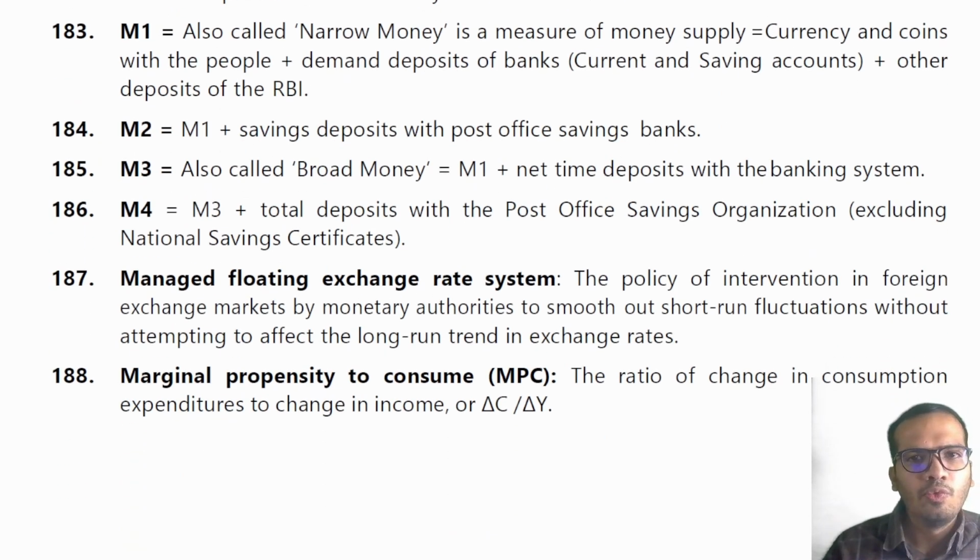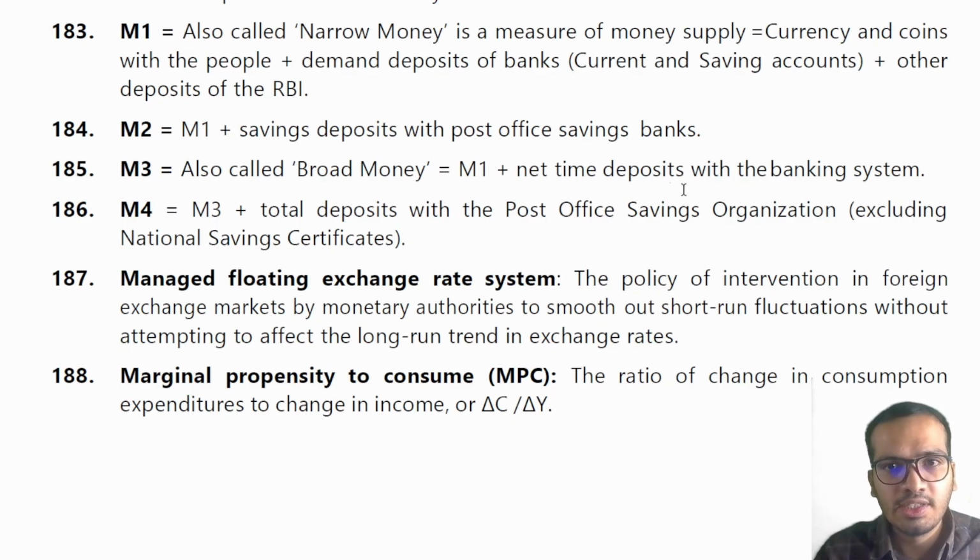Then we have M2, which equals M1 plus saving deposits with post office savings banks. Then we have M3, which is also called broad money, which is calculated by M1 plus net time deposits with the banking system. So it is on a net basis. In M2 we considered saving deposits. In M3 we are considering only net time deposits. And M4 is calculated as M3 plus total deposits with the post office saving organization, excluding national saving certificates. So it's a standard formula for that. You may expect some MCQs based on that.